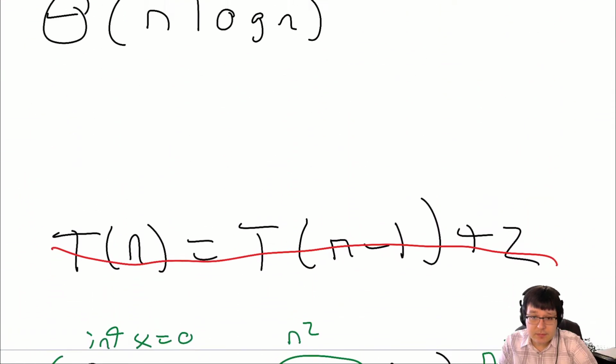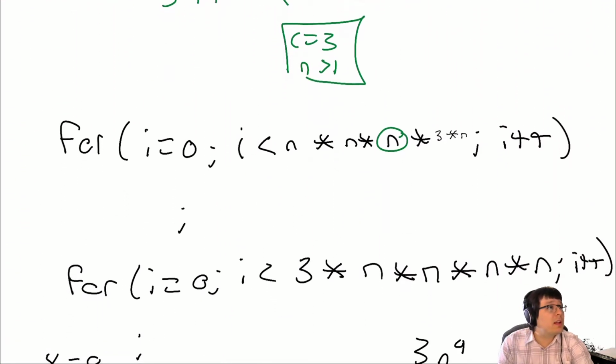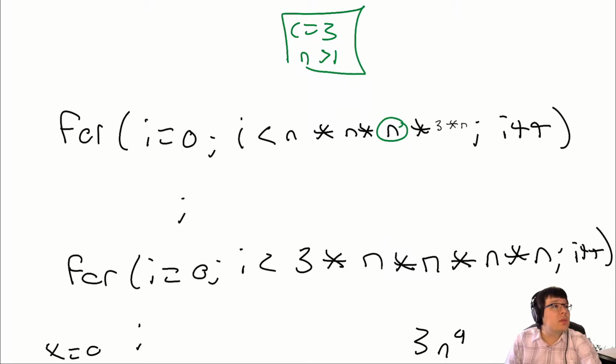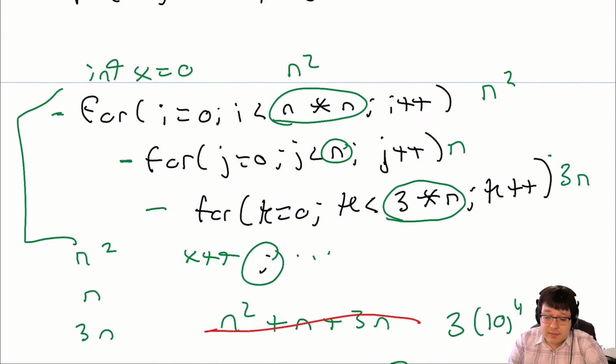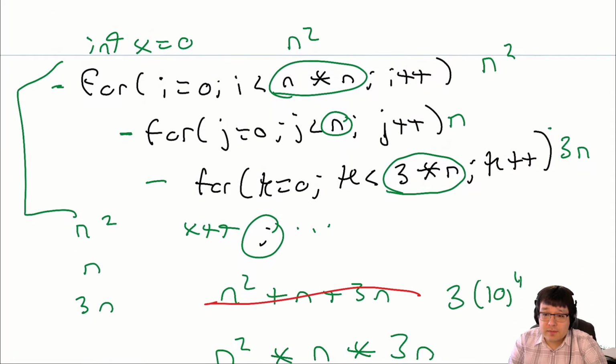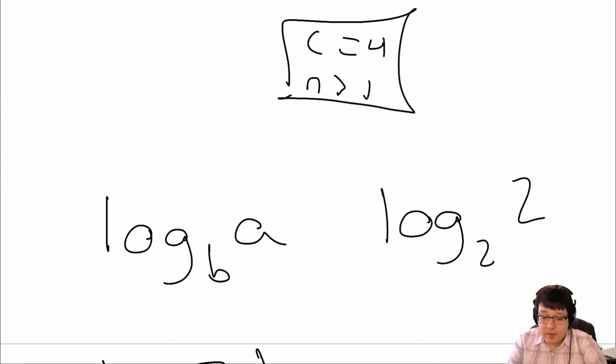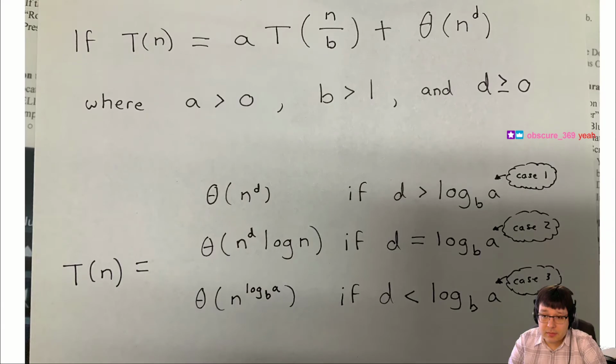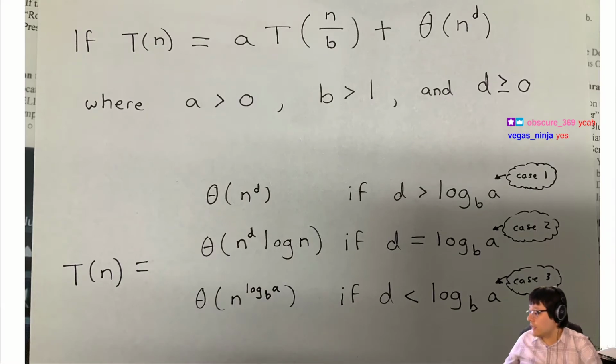Okay? So anyways, hopefully that answers your question. 3n to the 4th power. So are we good on that? I hope so. Anyways, going back to the Master Theorem, let's go ahead and do more examples of that.